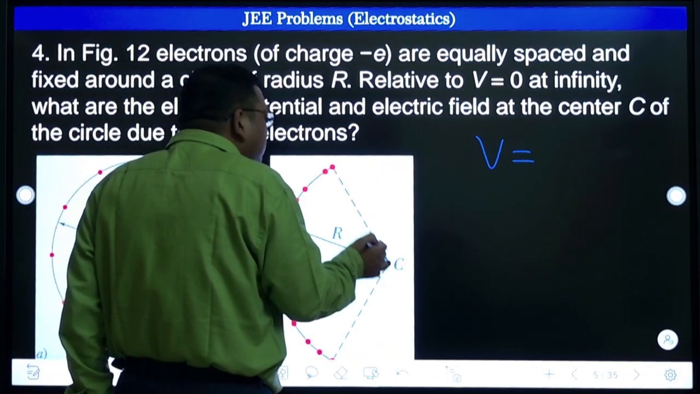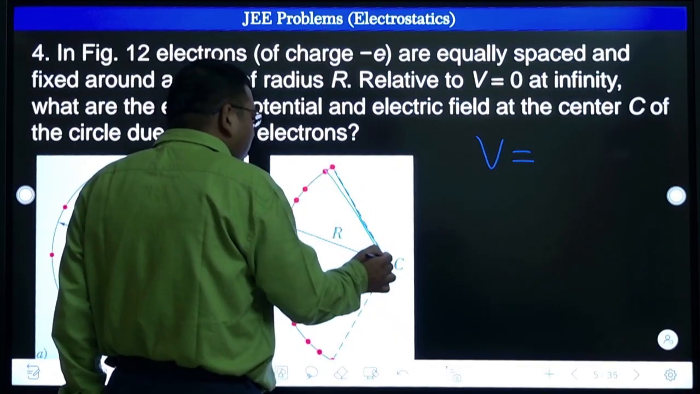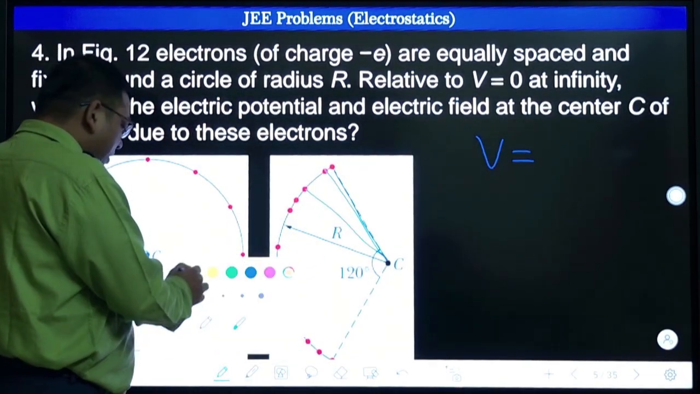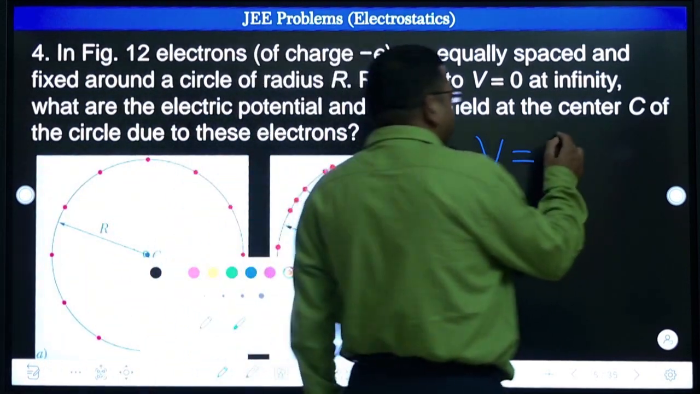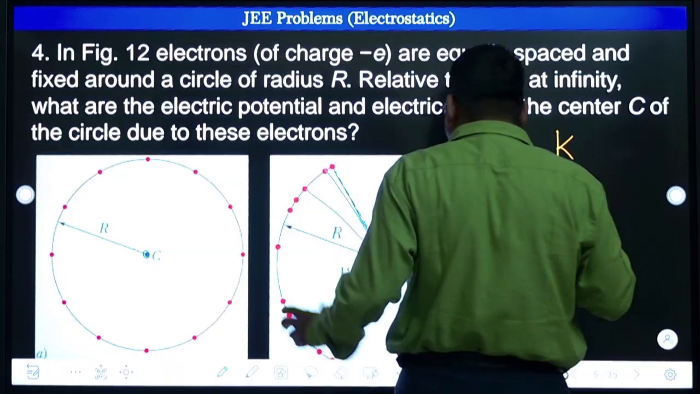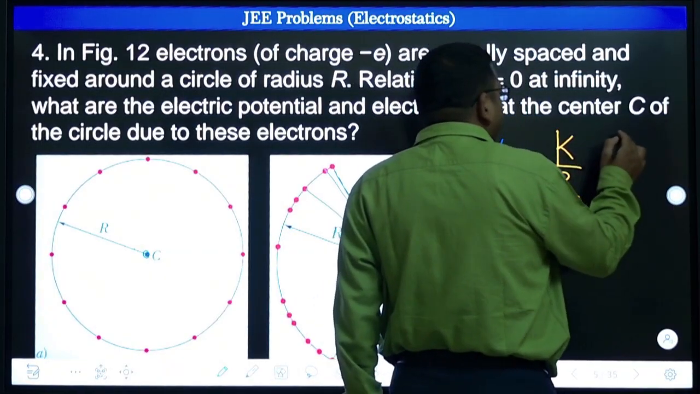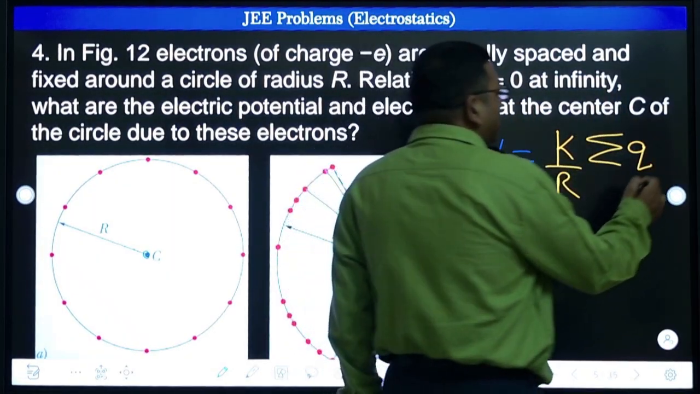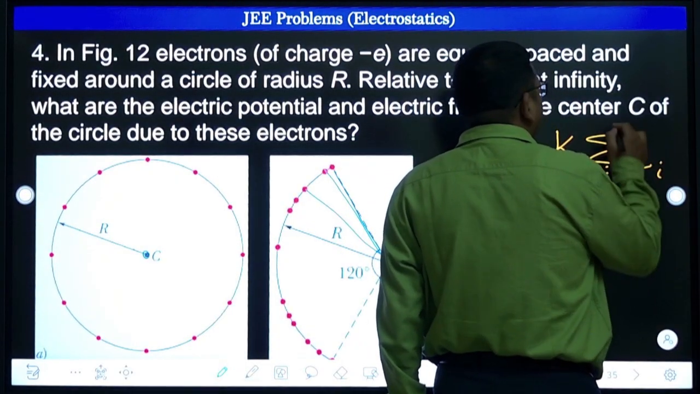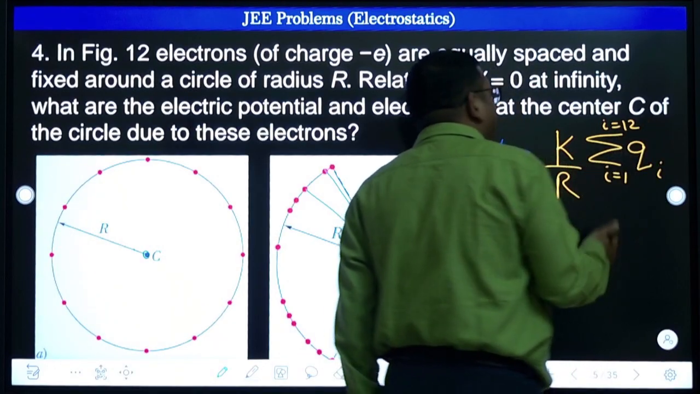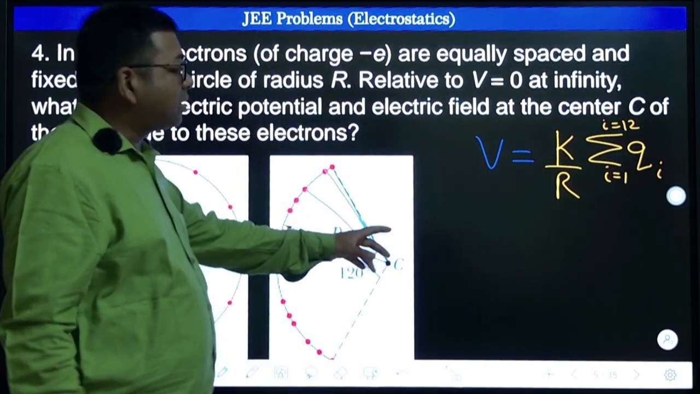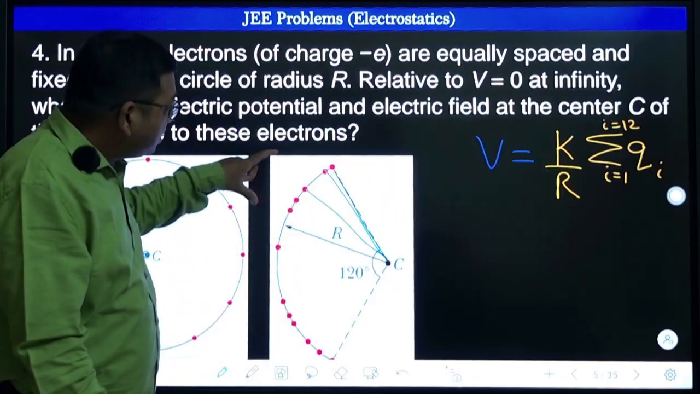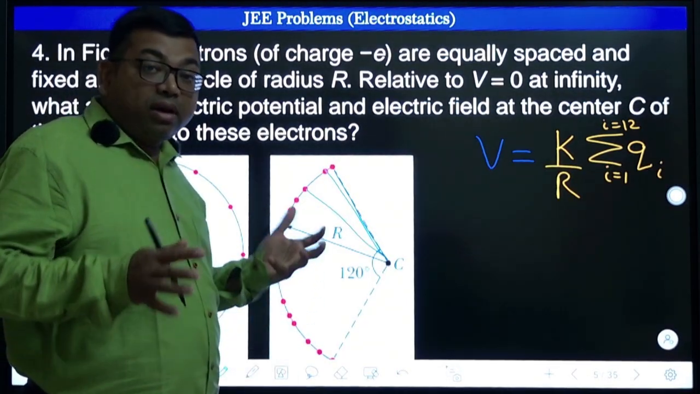What matters is this distance. Only this distance matters. All the same charges are there and the distances are the same. So you simply need to consider the addition of k by r, that radius, and q1, q2. So you can simply add all the charges, qi with i going from 1 to 12, all these 12 charges. So this answer is going to be the same in both cases. It doesn't matter whether the charges are separated equally or unequally.